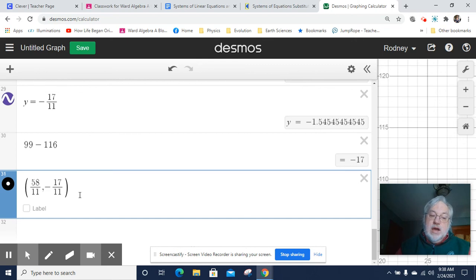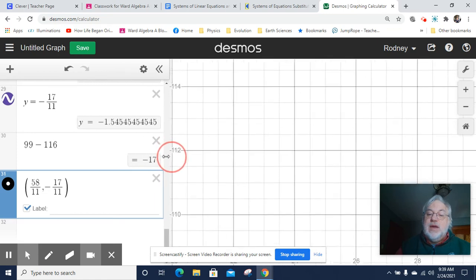Now, these are really ugly numbers to work with, especially if you were graphing. So substitution ends up being a much better tool than graphing for this. Now, in the next part of systems, you'll learn about elimination, which is my favorite method. But you want to know all of the methods because there's going to be times when graphing, substitution, or elimination, any one of those is more useful to you. So our solution for this system is 58 over 11, comma, negative 17 elevenths.